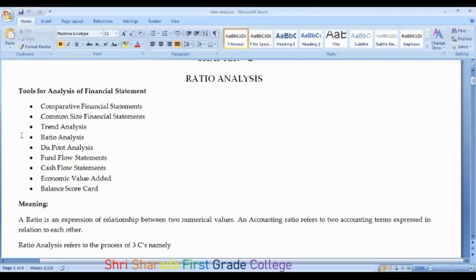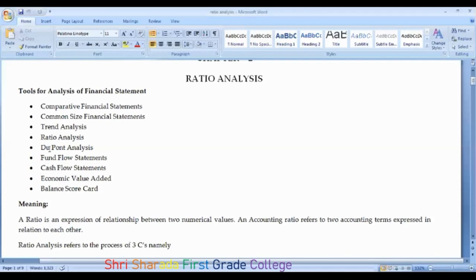So today we will be learning about the ratio analysis. Here, in the case of ratio analysis, the relationship will be found out between two values. In the case of comparative, common size, and trend analysis also, we used to compare the data. Here in the ratio analysis also, the relationship will be found out between the two values. Clear? We'll discuss this further.